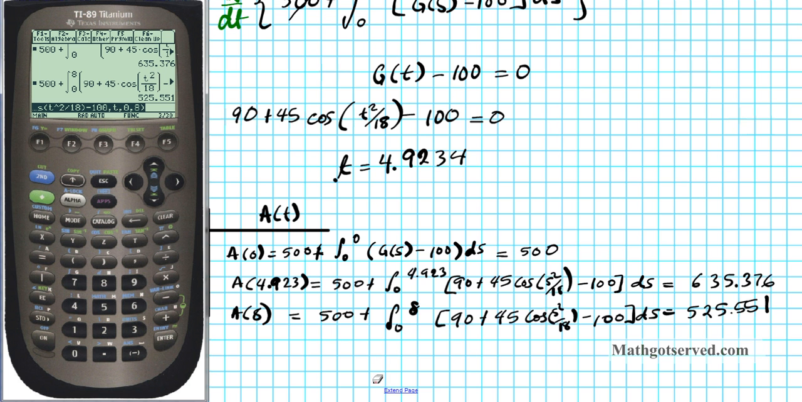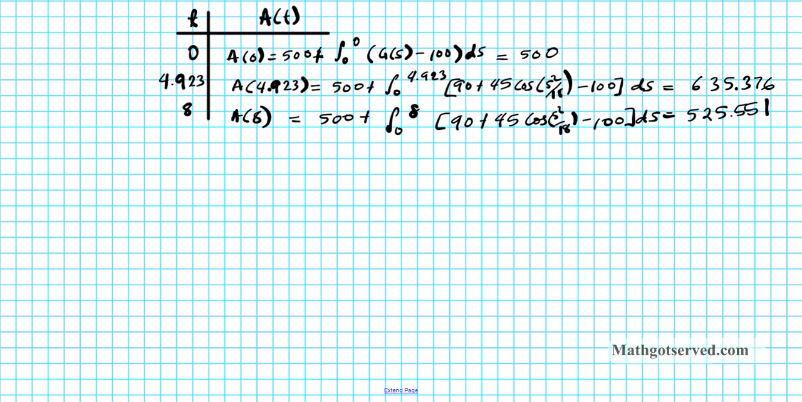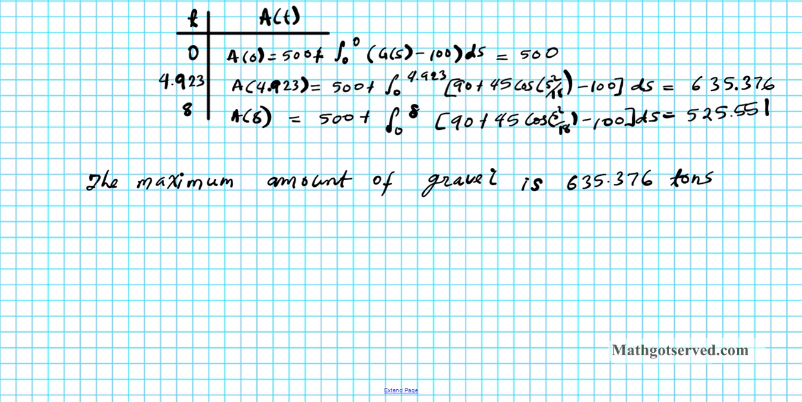So when do you have the maximum amount of gravel? Actually, you ask for what is the maximum amount. So the maximum amount of gravel for the workday is 635.376 tons, because that's basically the highest amount considering the fact that we evaluated the endpoints and the critical point. The critical point basically won here. And that's that.